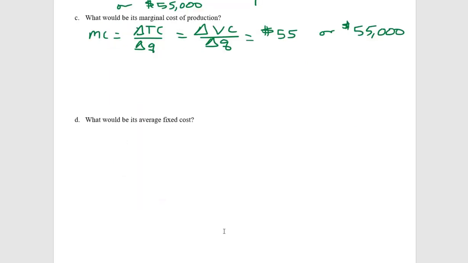And we also want to know what would be the average fixed cost. Now remember, by looking at our cost function, the fixed cost was 200, or $200,000. Our average fixed cost then is that 200,000, or 200, divided by Q, fixed cost over quantity. So if we have a quantity of 100, our fixed cost per unit is 2, or $2,000.